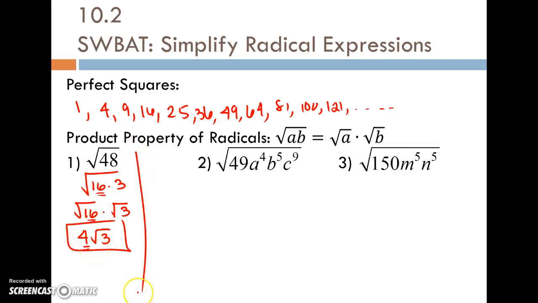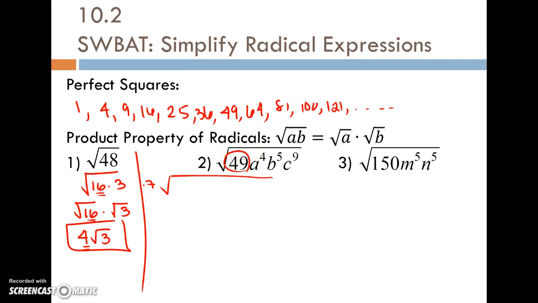Let's try another one. I like the number 49 because it's on my list and I know that I can take that out. But I'm looking at these as well, and I want to write those as perfect squares the same way that I did for this 16. So the square root of 49, it's great. Actually, we can just take it out now. Square root of 49 is 7.